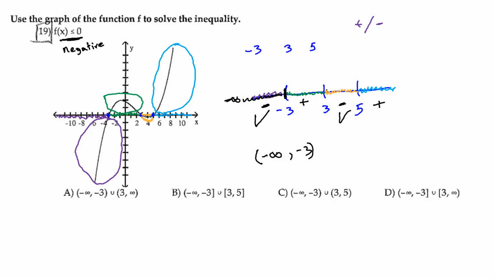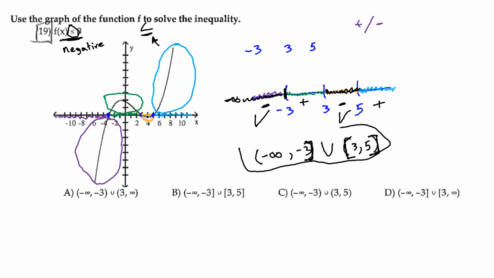The next interval is between 3 and 5. So we're going to say union the interval between 3 and 5. One thing that we want to notice though is that our inequality symbol has a less than or equal to. So this "or equal to" means that we're going to have a bracket on our numbers. So we're going to put a bracket on the 3 and negative 3, and also on the 5. And so this is going to be our answer.